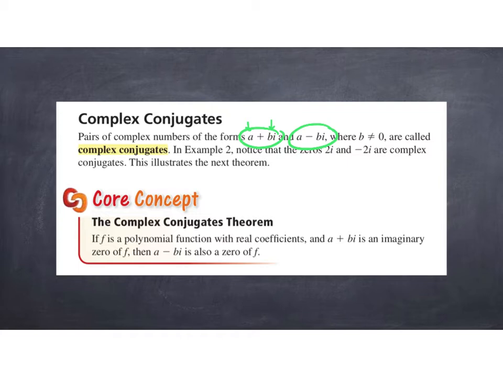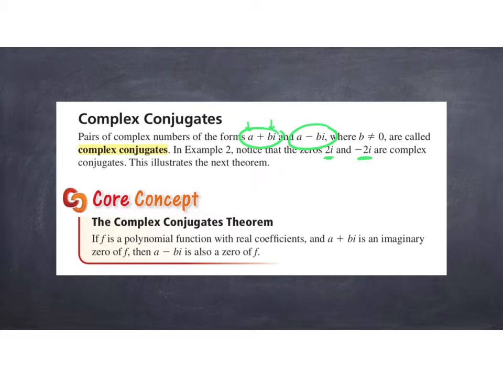In example 2, which was what we did on Friday, we had 2i as our answer and negative 2i as our answer. So anytime we have the positive complex number, we're going to have its conjugate, which is the negative, as one of our answers as well.